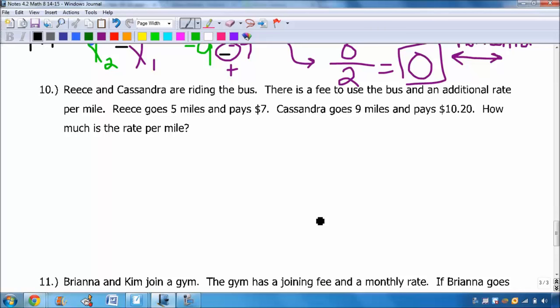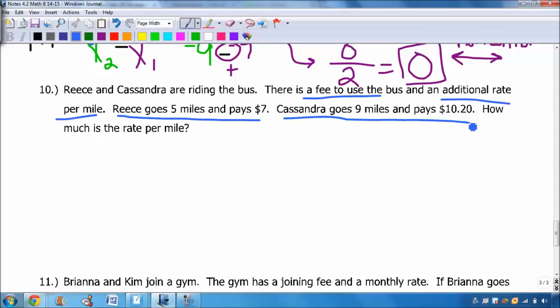All right, so let's take a look at number 10. It's a word problem, so we're going to underline all of our key information. Reese and Cassandra are riding the bus. There's a fee to use the bus and an additional rate per mile, okay? So we've got a fee, and then there's an additional rate per mile. Reese goes for 5 miles and pays $7. Cassandra goes 9 miles and pays $10.20. How much is the rate per mile?